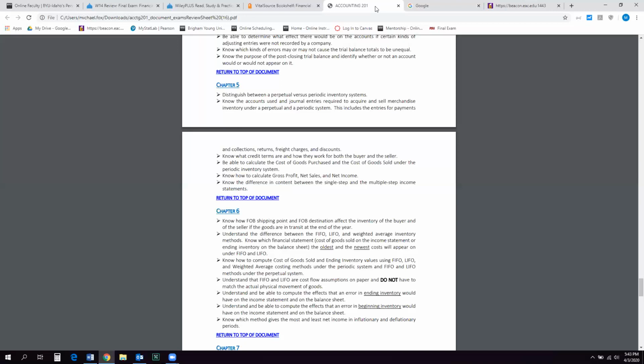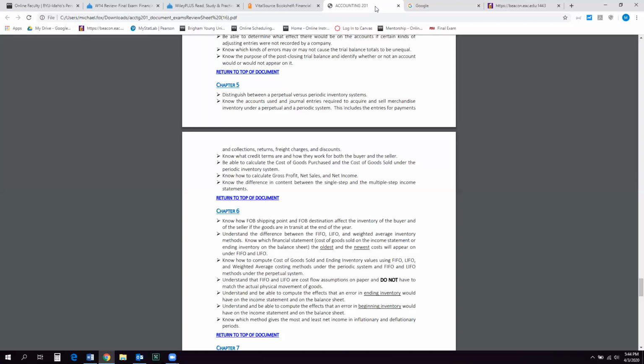Be able to calculate cost of goods purchased and the cost of goods sold under the periodic inventory system. So again, our cost of goods purchased is just what it sounds like. It's whatever our purchases are, less any returns and allowances or things like that. That's going to be our cost of goods purchased. And our cost of goods sold is going to be our beginning inventory plus our purchases. That'll be what's called the cost of goods available for sale, minus the ending inventory, and that difference will be our cost of goods sold.